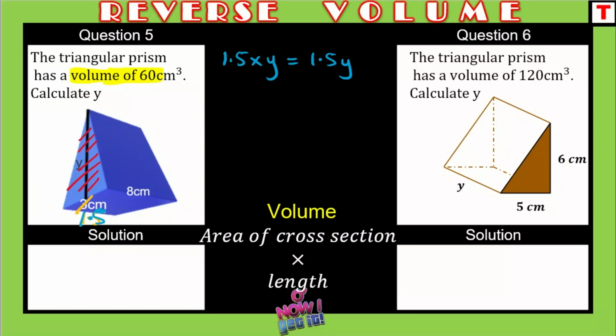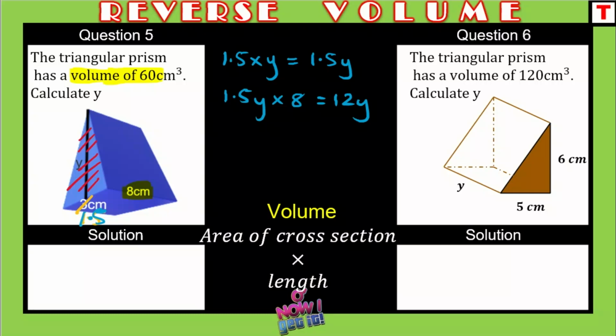I am always going to be multiplying the area by the length of the shape to get the volume. So we have 1.5y multiplied by 8. And when we do that, we're going to be getting our 12y. So this 12y is representing the volume of the triangular prism.